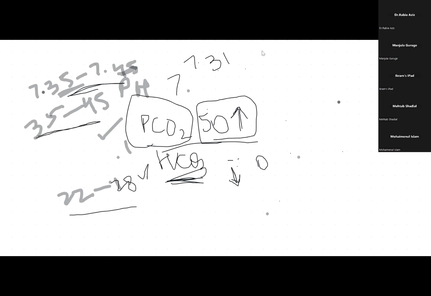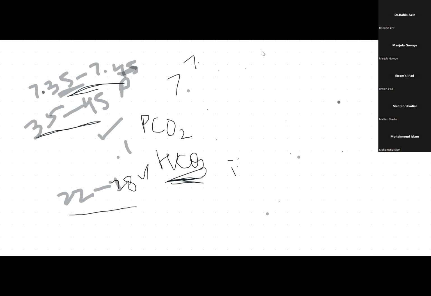Next scenario is pH is 7.55. This is the pH. Carbon dioxide is 25 and bicarbonate is 16.